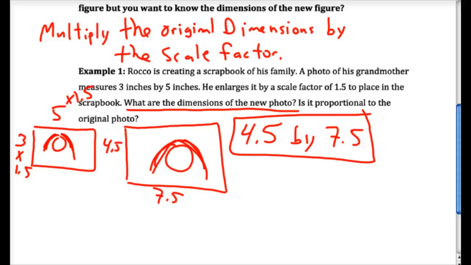Okay? So what I'm going to do is I'm going to go 3 over 5. The original short side over the original long side. You could have done 5 over 3. It really doesn't matter. Who can match up the 3 and the 5 with the big one with the right numbers? What does that have to be equal to? Matthew? 4.5 over 7.5. Nice.